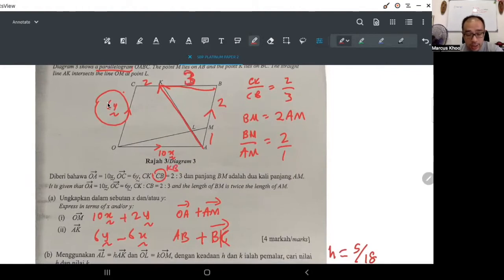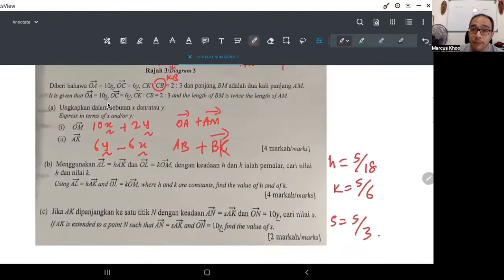I'm going to change this question now. So this is 2 and this is 3. Otherwise, the picture will not make sense. So this is CK to KB. CK to KB is 2 to 3. We use this, and I think you should be able to get this answer: 6y minus 6x.